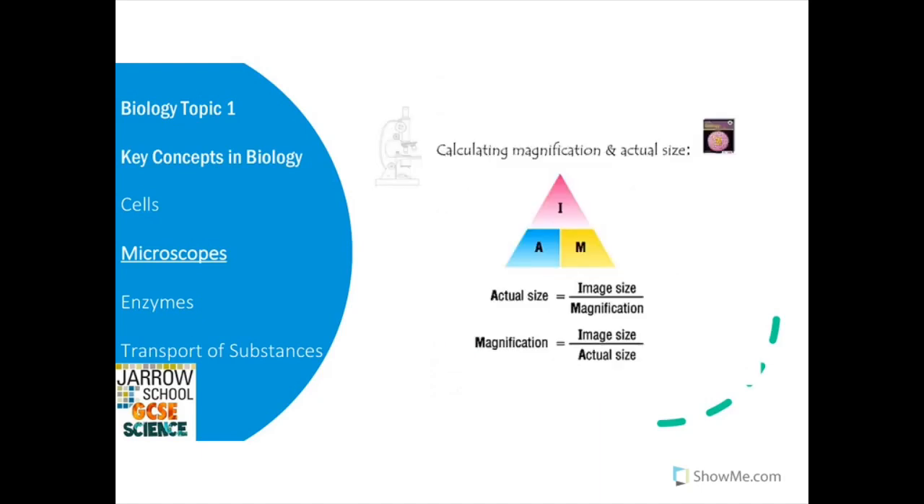One of the most difficult things they can ask you about magnification is working out the actual size, or the image size, or the level of magnification from a microscope. So this is one of the equations that you need to remember for biology, and I always remember it as AIM. So you've got the A, which stands for the actual size, the I, which stands for the image size, so the size of the image that you're looking at, and the M, which stands for the level of magnification.